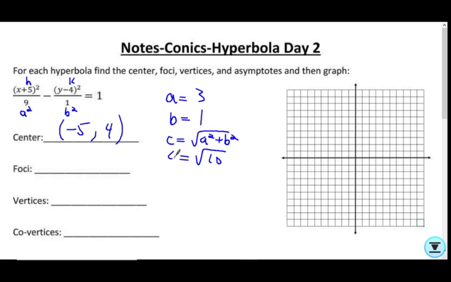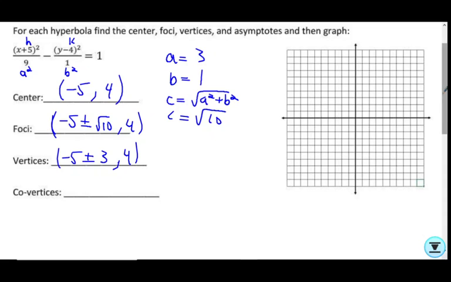Since this is a horizontal transverse axis, our vertices are going to be -5 plus or minus 3, 4. Oh, those are our vertices, not our foci. Sorry. -5 plus or minus 3, 4. Our foci are going to be -5 plus or minus the square root of 10, because it's c. And then we don't have co-vertices, but we do have our asymptote equation.